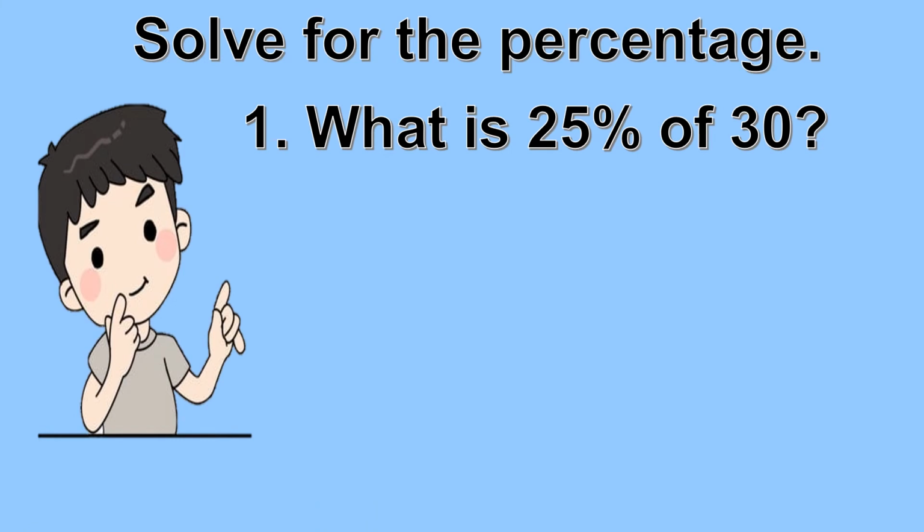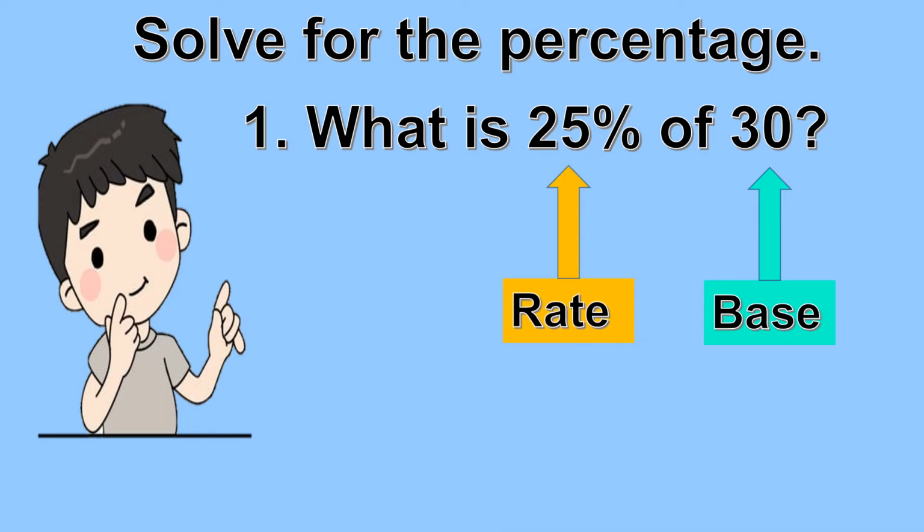Now, let's have an activity. Instruction: solve for the percentage. Number 1. What is 25% of 30? Now, let's first identify the base, rate, and the percentage. Who can tell me what is the base? Very good. 30. How about rate? Correct. 25%. Therefore, the unknown is percentage.